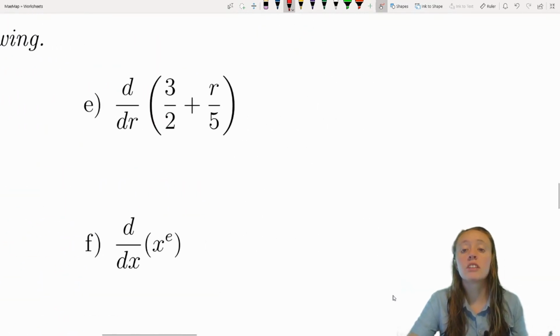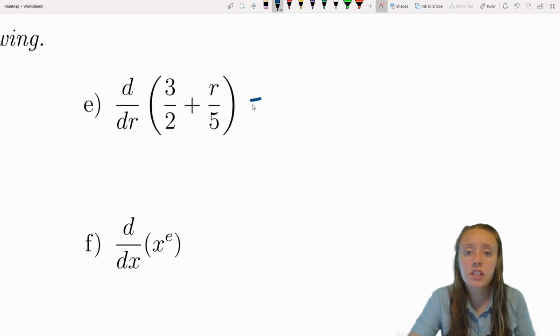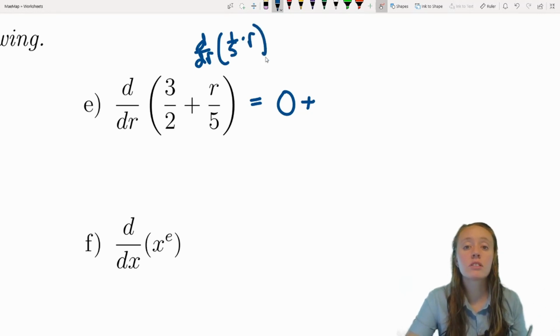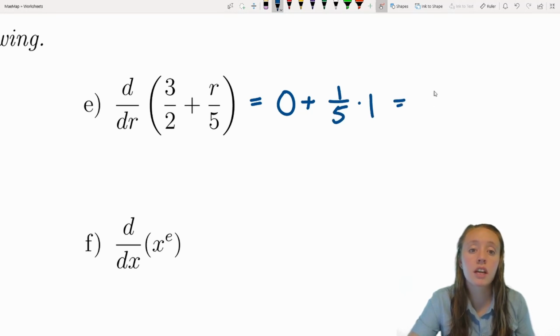Moving on to part E, we're taking the derivative of our function with respect to r. So r is the variable that we're taking the derivative with respect to. So we can use the sum rule, splitting this up at the start, taking the derivative of 3/2. 3/2 is just a constant, so that's going to be 0 plus, what's the derivative of r over 5? That's like 1/5 times r. So if I'm taking the derivative with respect to r of 1/5 times r, constant multiple rule, bringing that 1/5 out in front, the derivative of r is just 1. So this will be 1/5 times 1. So 0 plus 1/5 times 1 is going to give me 1/5.